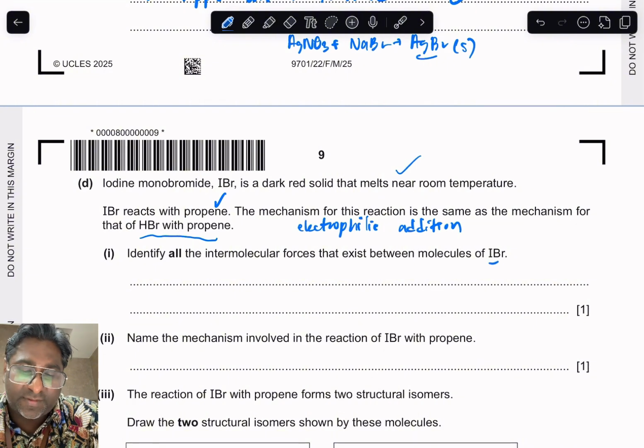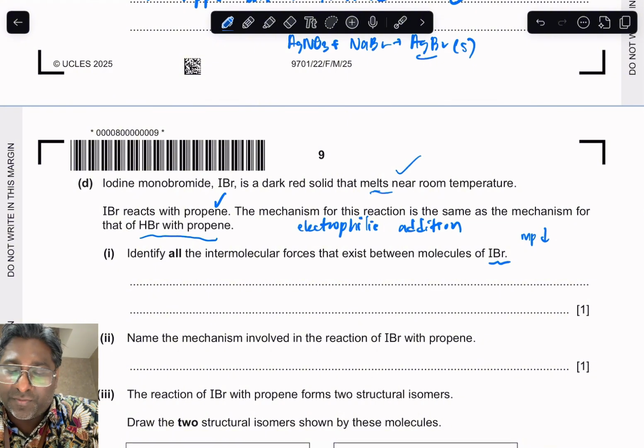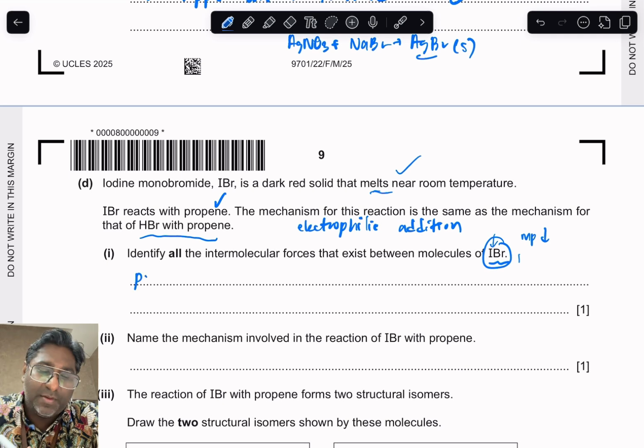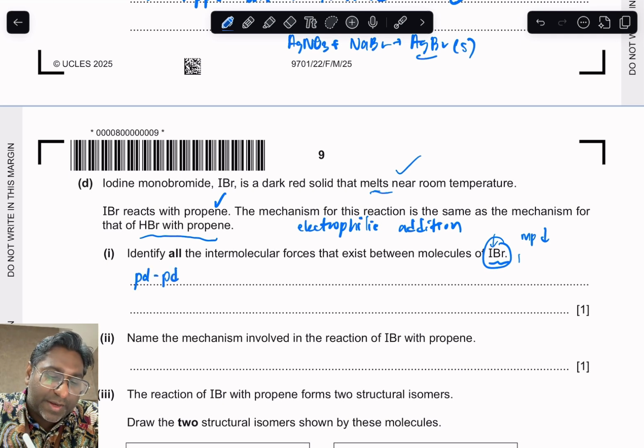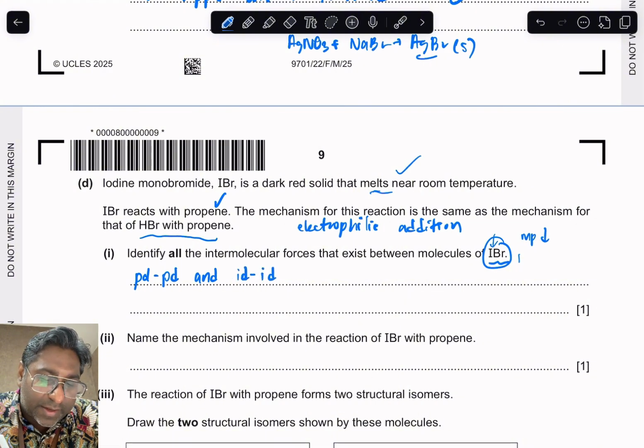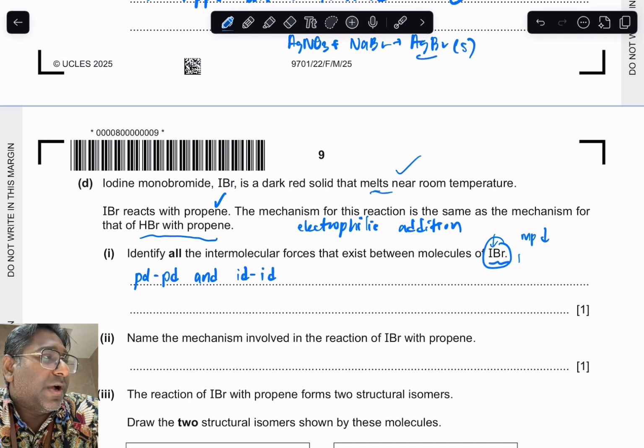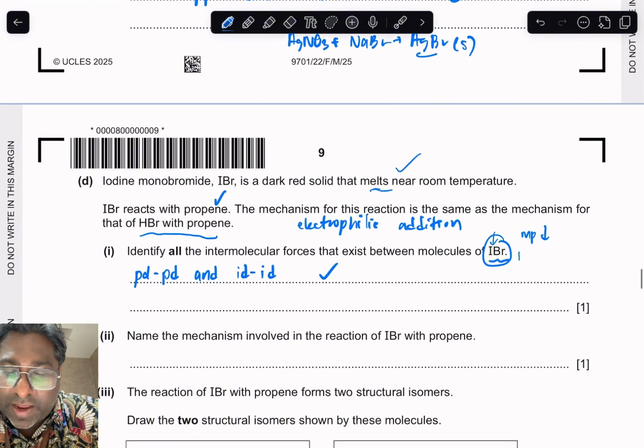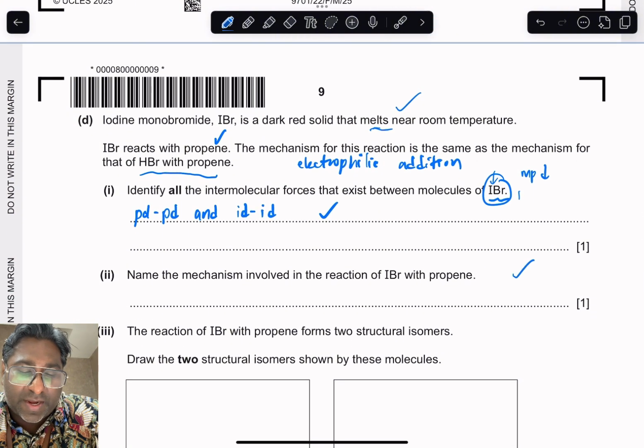Identify all the molecular forces that exist between the molecules of IBr. IBr melts near room temperature, so the melting point is low. If the melting point is low, this is going to be weak van der Waals forces of attraction. But we know in IBr there is a difference in electronegativity between I and Br. Therefore they must have PD, permanent dipole, and they must also have ID. So PD and ID. Make sure you have both of them. They do not have hydrogen bonding.